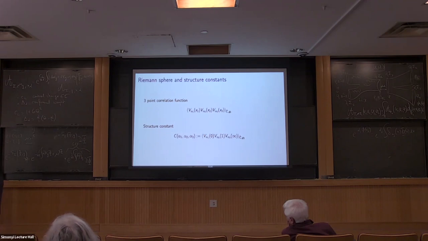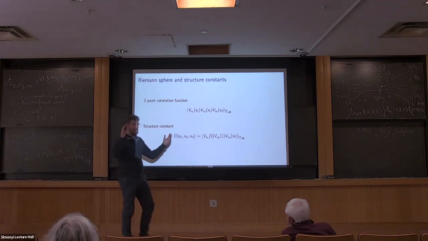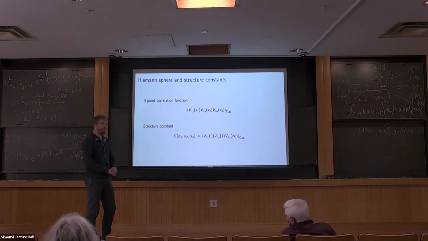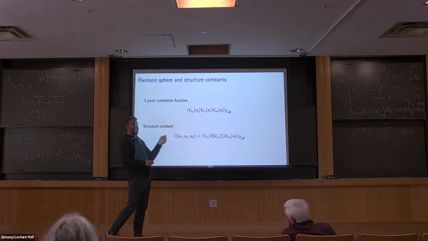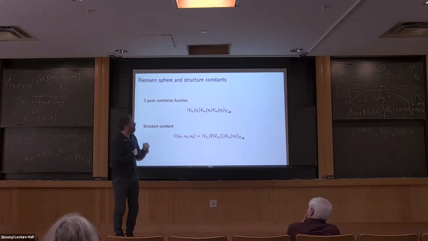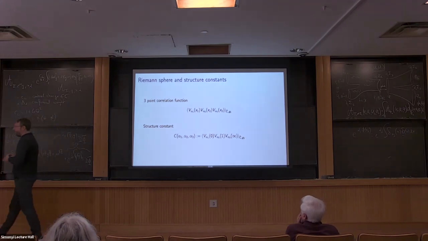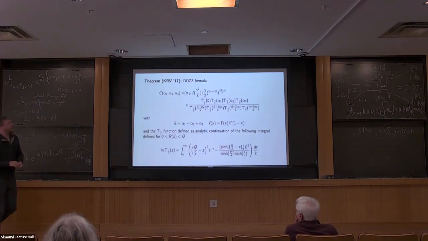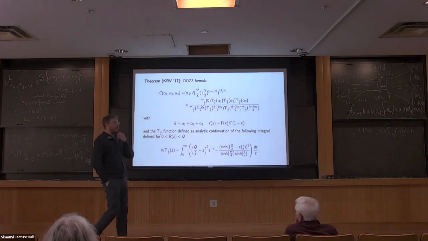So we have a construction of the 3 point correlation function using probability theory. And the first thing we had to do is to see that it matches this formula called DOZZ that the bootstrappers inject when they compute. And this is what we proved in 2017 with Antti, Kupiainen, and Rémi. So this was the formula they proposed.